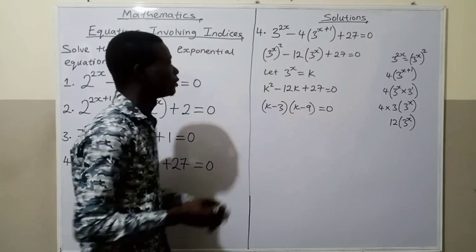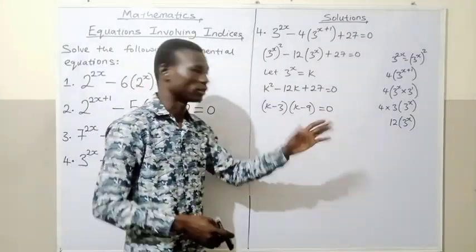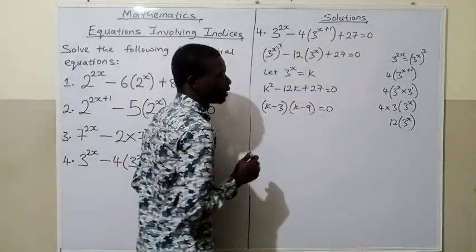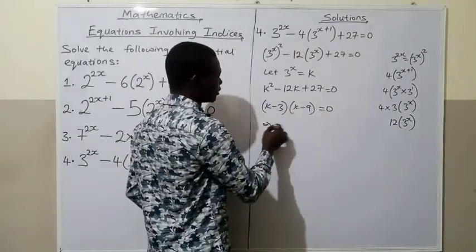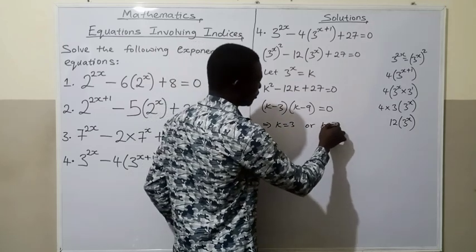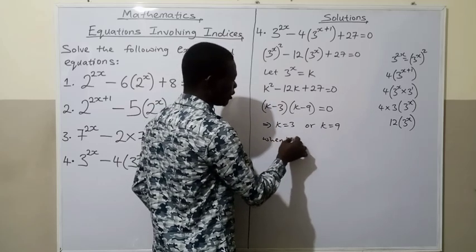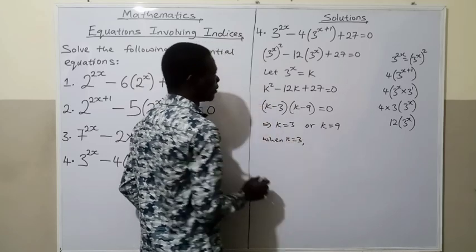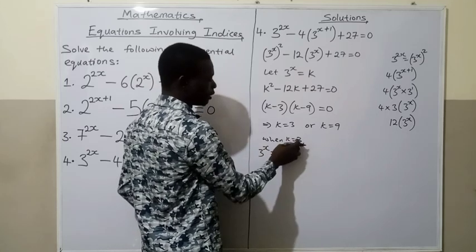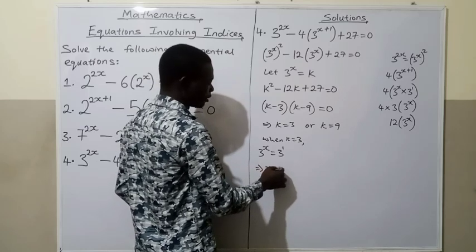Please follow the steps I took in question 1, question 2, and question 3, and how to factorize. You see that this is what is going to give to you. So if k minus 3 multiplying k minus 9 is equal to 0, that implies that the first k will be equal to 3, the second k will be equal to what? 9. So when k equals 3, what are we going to be having? 3 raised to power x will be equal to 3. And this 3 is the same as 3 raised to power 1. That tells us that x equals what? 1.